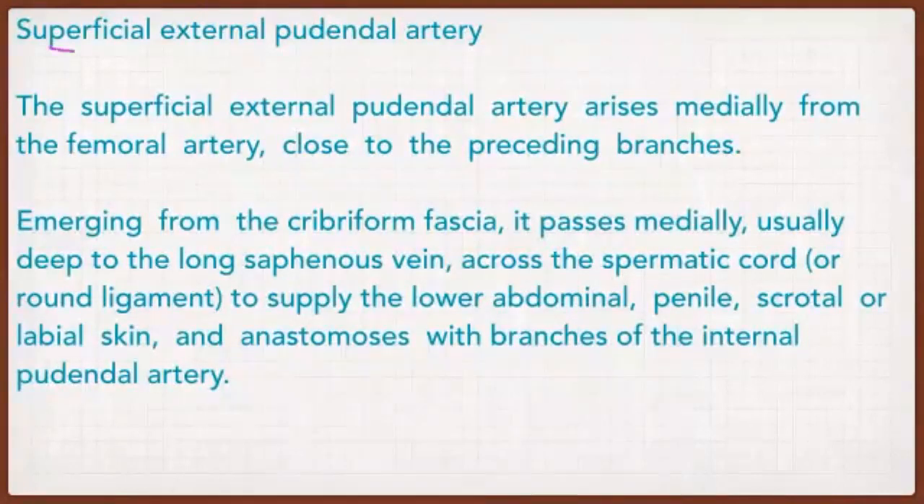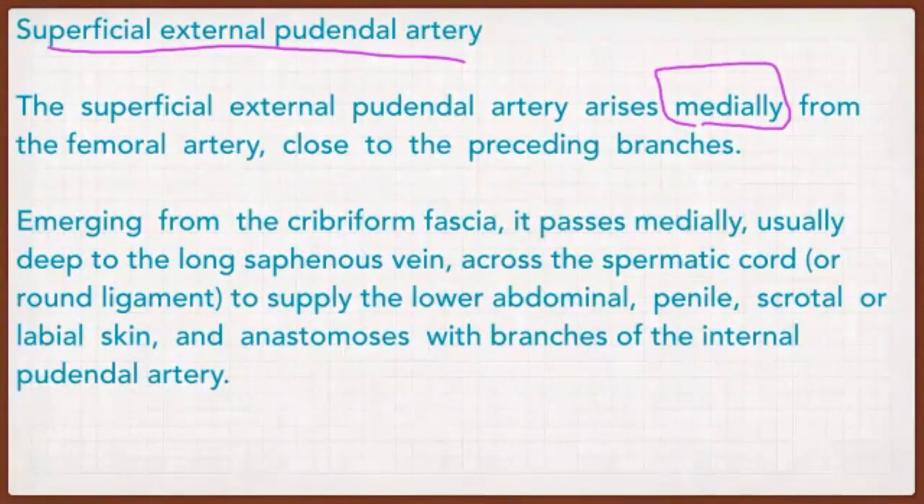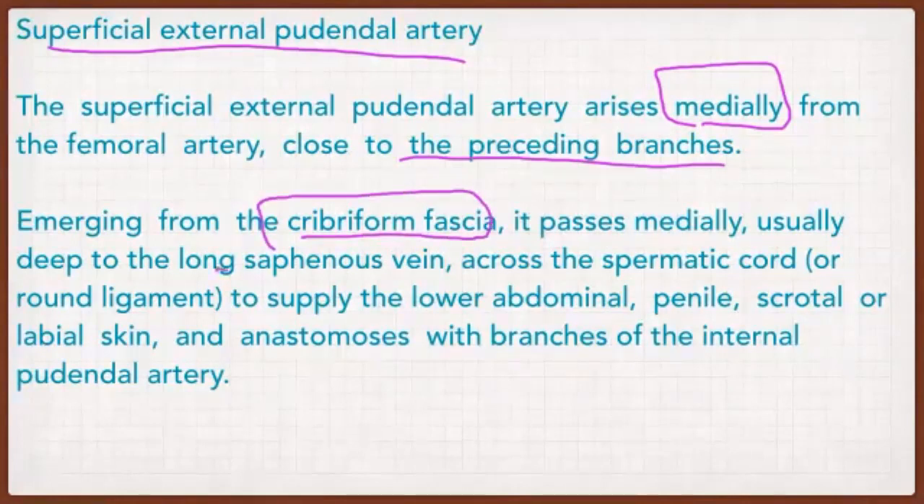Coming to another one, the superficial external pudendal from medially, right? So anteriorly is the superficial epigastric, laterally is the superficial circumflex iliac, and medially is the superficial external pudendal, close to the preceding branches. Emerging from the cribriform fascia, it passes medially, usually deep to the long saphenous vein, across the spermatic cord or round ligament to supply the lower abdominal, penile, scrotal, or labial regions.